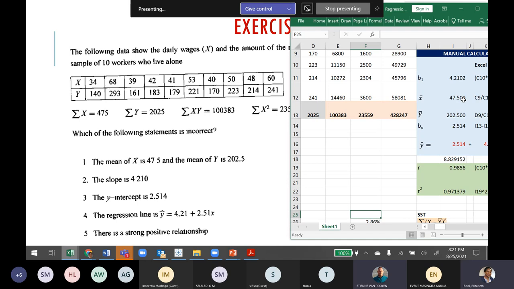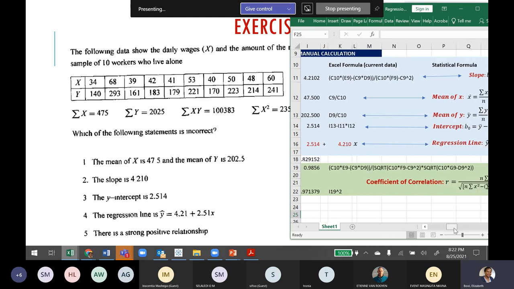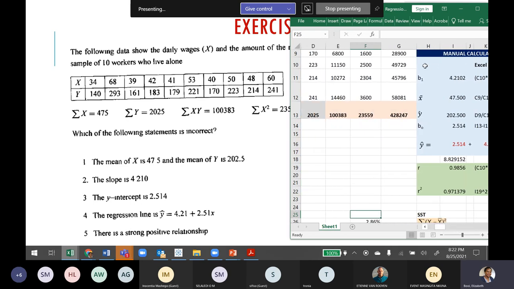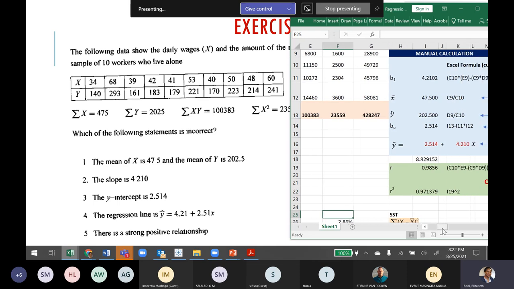Yes. The mean of Y is 202.5, which is correct. The slope, and I think I also did put the description of what they are, so you should be able to see the labels, the slope, or in terms of the symbol, because I think in the beginning I used the symbol. So the slope is B1, which is correct. The y-intercept is your B0, which is 2.51, which is correct. The formula as well should be correct.